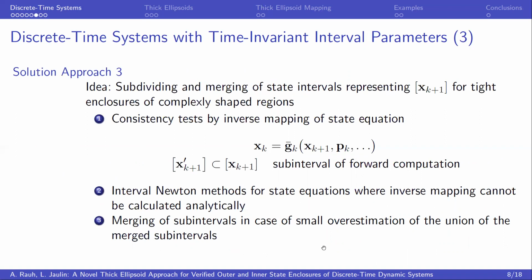The idea for nonlinear system models would be to perform a subdivision and subsequent merging of intervals to enclose a complexly shaped domain as tightly as possible. In addition, we can perform consistency tests by temporarily backward mapping of solution domains from the time step k plus 1 to the previous time step k. This can either be done by analytic representations of the inverse mapping or by using interval Newton techniques if analytic backward mapping functions are not available.